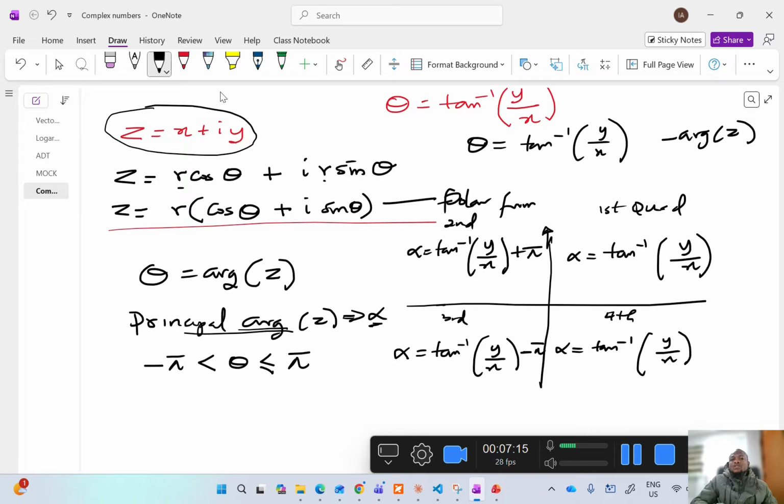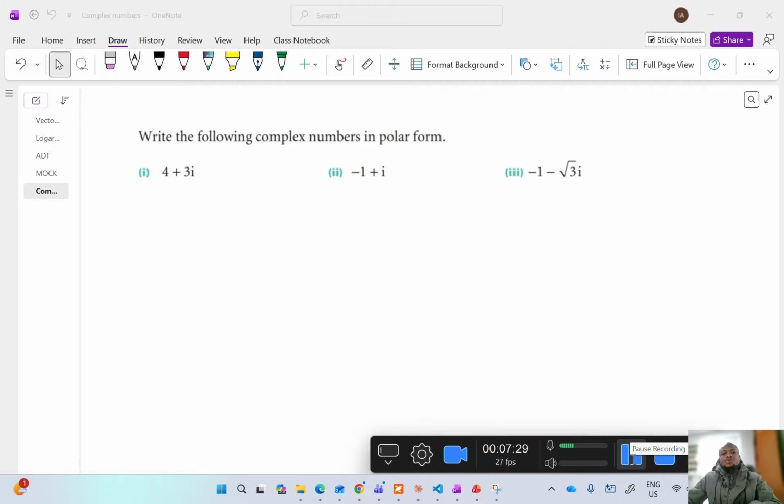It depends on what quadrant the complex number falls in. If it is in the first quadrant, it will be equal to arctan of y over x, and likewise for the second, third, and fourth quadrants. So I hope this is well understood. Let's solve these examples to illustrate what I just explained.